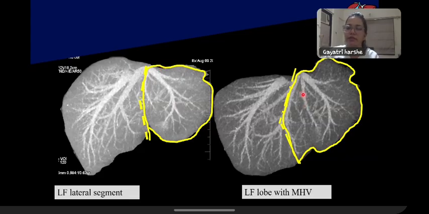This is another case where left lobe with MHV needs to be taken. Most of the grafts in the left lobe are left lobe with MHV, because it is difficult to do anastomosis of the tributaries of segment 4A. So they always take left lobe with MHV for transplant cases. But if this is a case of hepatobiliary surgery and we want to just do the resection with left lobe without MHV, that can be performed.